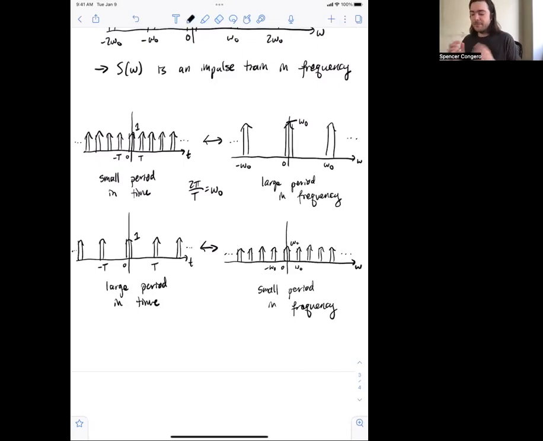So this inverse relationship is summarized by this equation right here between the period and the frequency, and how it plays a role for impulse trains. So that's what an impulse train is and a little bit about its Fourier transform.